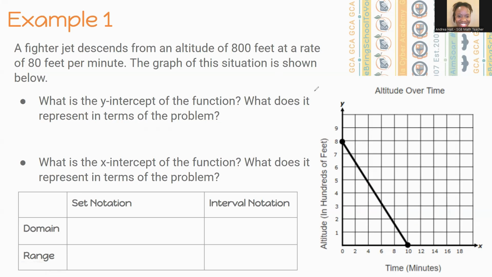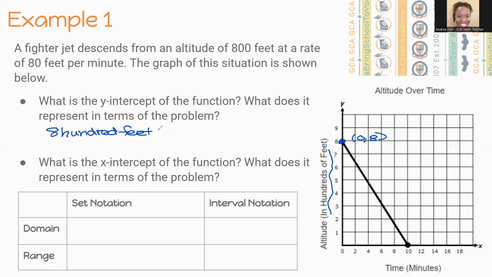So the y-intercept is where it crosses the y-axis, and that's 0, 8. Our y-intercept is the altitude in hundreds of feet. So the y-intercept of this is 800 feet. That's what the y-intercept is. 800 feet is not just 8. That's 8 in hundreds of feet. So the y-intercept is 800 feet.